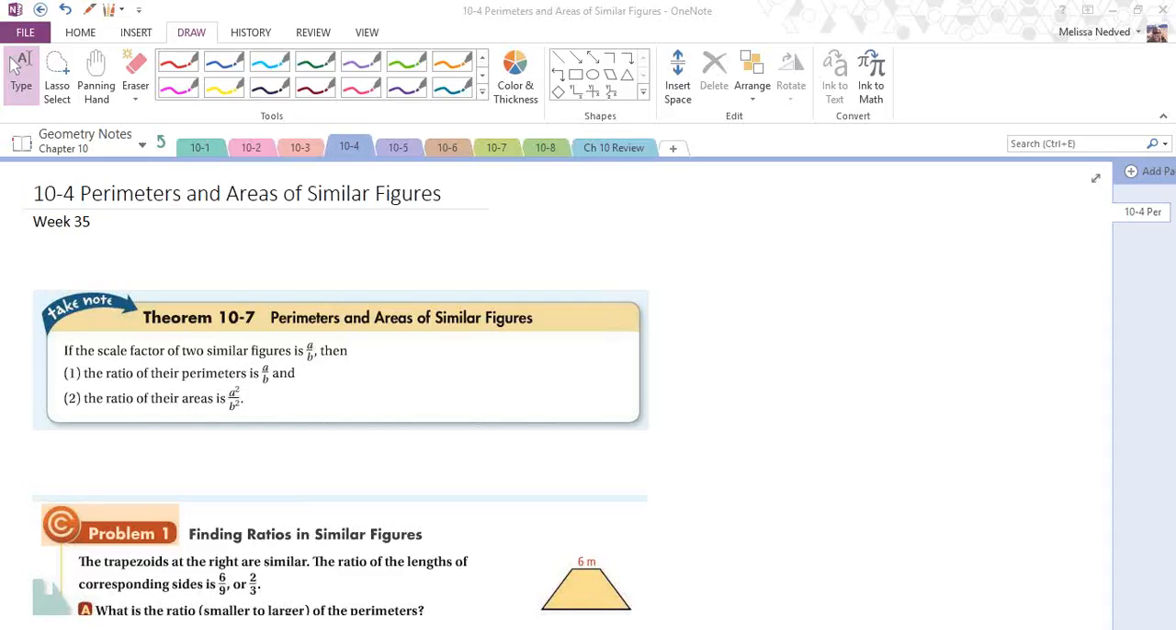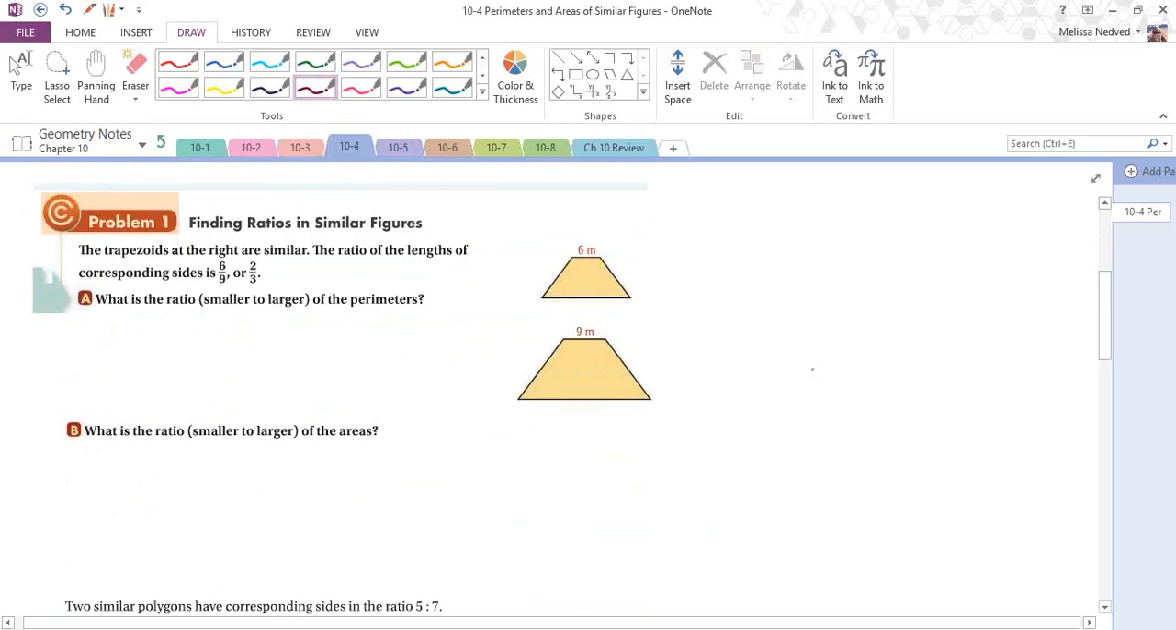However, the ratio that compares the areas is going to be A squared over B squared. Or you could think of it as taking that whole ratio A over B and squaring it. Either way, A squared over B squared or (A over B) squared means the same thing. So let's go ahead and practice applying that to a few of our problems here.